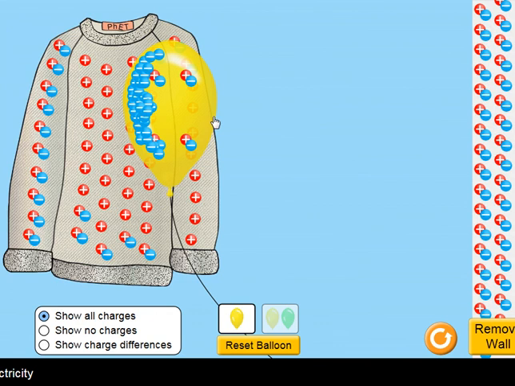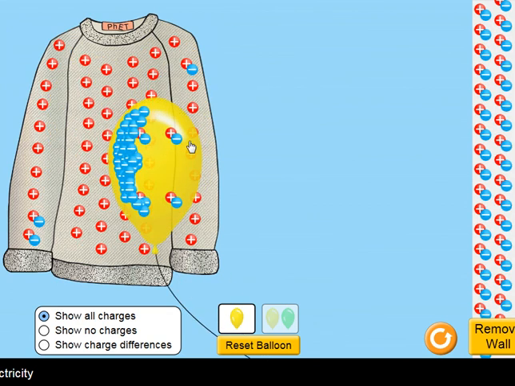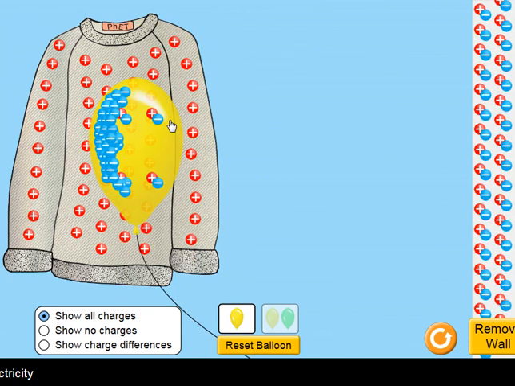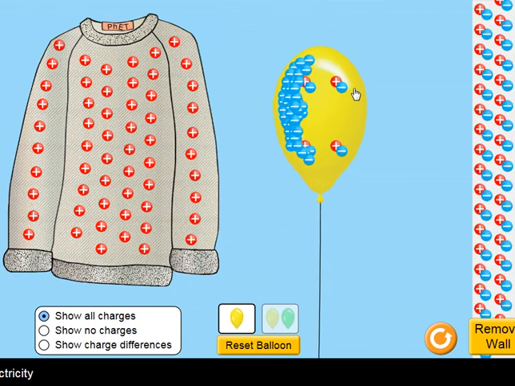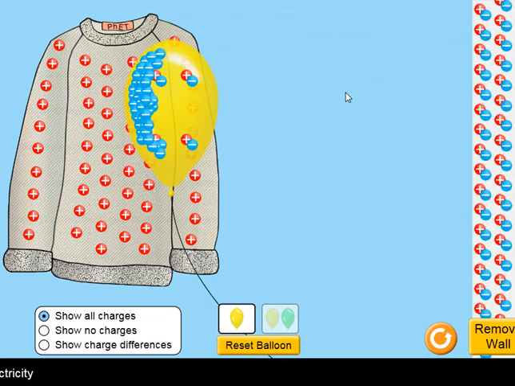But if I take the balloon and I rub it on this wool sweater, kind of like if you rub it on your head, look what's happening. The balloon is gaining electrons, so it has more negative charge. The sweater lost electrons, so it's more positively charged. And when I release, the balloon and the sweater stick to each other. That's the attraction force of electric charges.